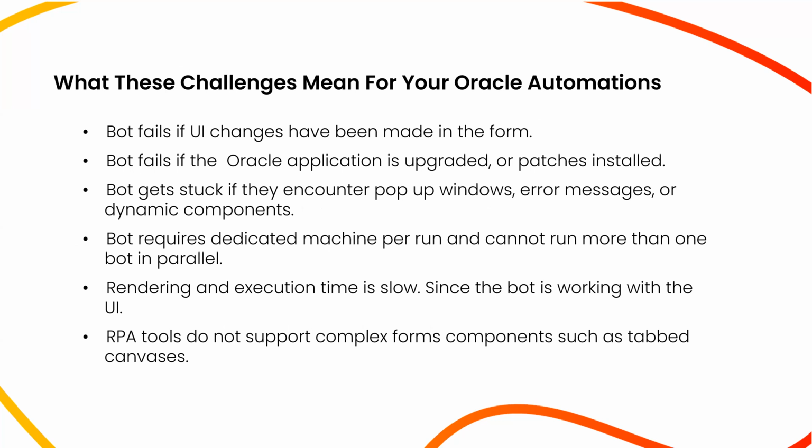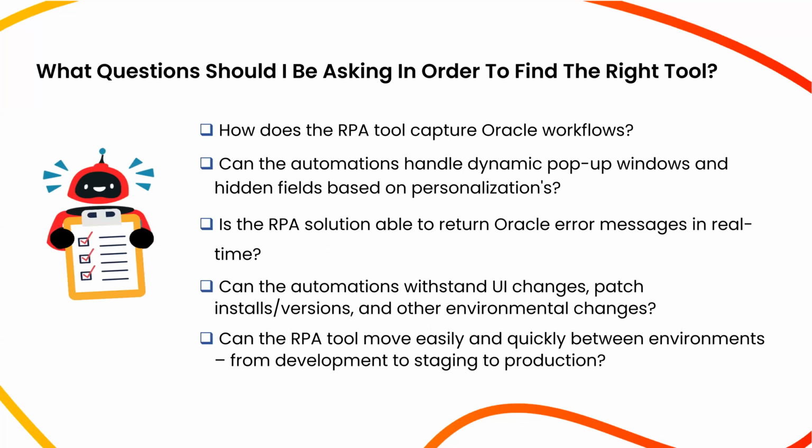So what these challenges mean for your automation is that you need to find the right tool for the right job if you're looking to do Oracle automation. The questions to be asking are, firstly, how does the RPA tool capture the Oracle workflow? You should look for a tool that has some sort of automated capture or a toolbar or a process capture flow that can be done very quickly, because if you have several workflows and several environments, you want it to be captured as quickly and smoothly as possible.